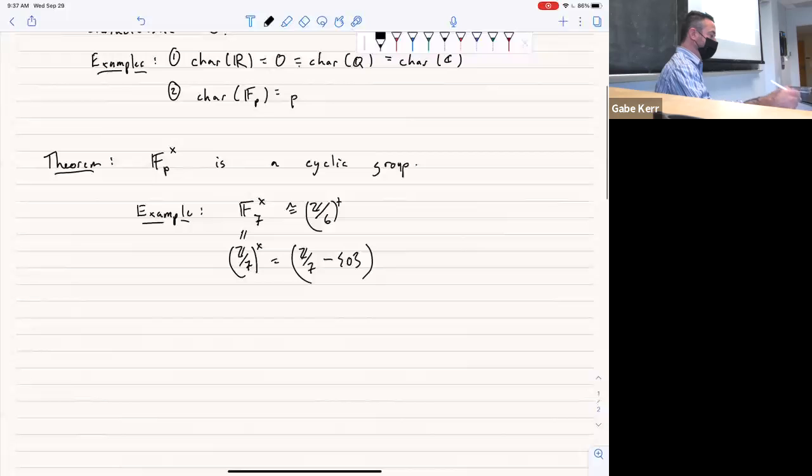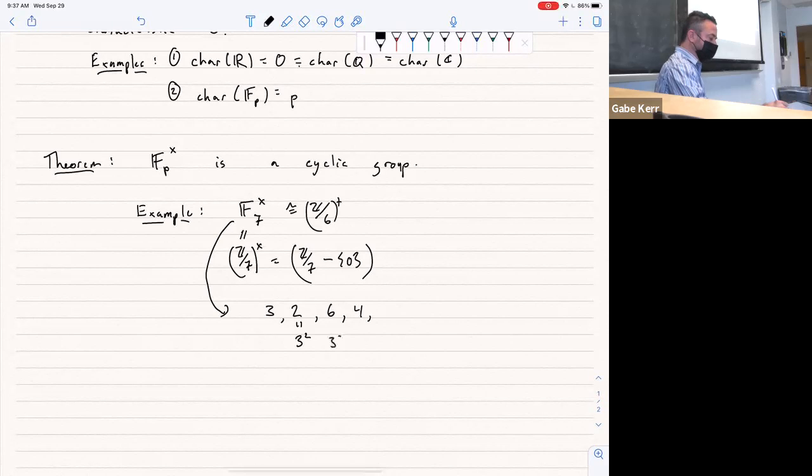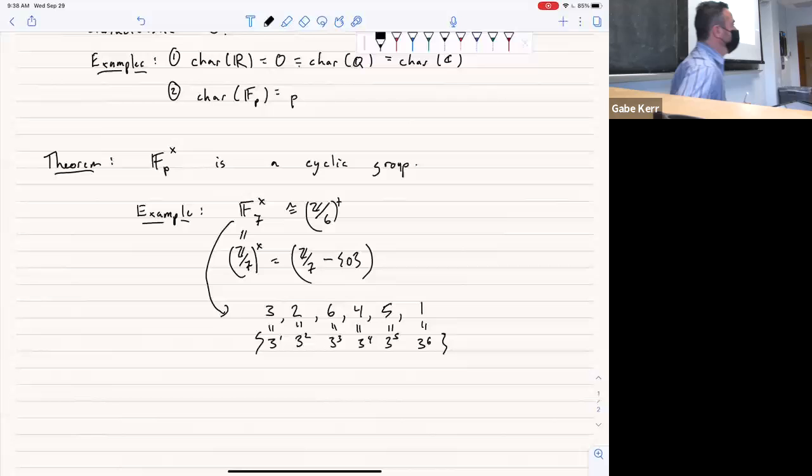Let's see if we can find the generator here. I claim 3 should be a good generator. Let's see. What's 3 squared mod 7? 2. And I multiply by 3 again, I get 6. Multiply 6 times 3, I get 18. What's that mod 7? 4. Multiply that by 3 again, get 12, which is what mod 7? 5. And now I just need to multiply 5 by 3. What do I get? 15, which is what mod 7? 1. So these are all of the non-zero elements mod 7.